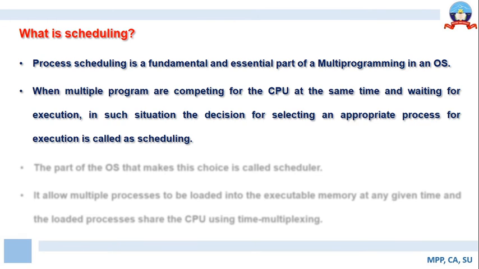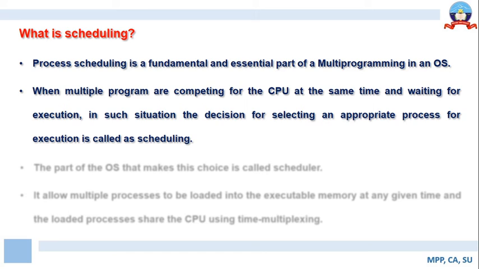When multiple programs are competing for CPU time at the same time and waiting for execution, in such a situation, the decision for selecting an appropriate process for execution is called scheduling. Again, I repeat it: when multiple programs are competing for CPU time at the same time and waiting for execution, the decision for selecting an appropriate process for execution is called scheduling.